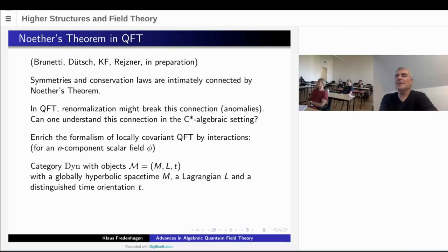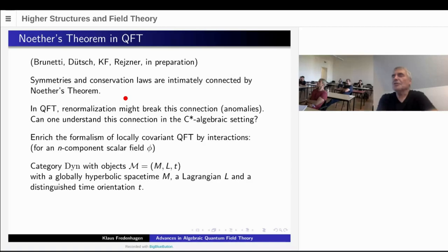Now I want to discuss a recent application of this framework. Actually, this is not complete at the moment. It's a work in preparation with Romeo Brunetti, Michael Dütsch, and Kasia Rejzner. And it concerns the question whether one can derive Noether's theorem in quantum field theory. Now, we know that, of course, symmetries and conservation laws are intimately connected by Noether's theorem. This is well known in classical physics. In quantum field theory, you have similar relations, but there are some complications. For instance, you can have anomalies. And moreover, there are all these technical problems, because when you do it in this framework of canonical quantization, you have rather ill-defined expressions, and it's not so easy to make sense out of them.